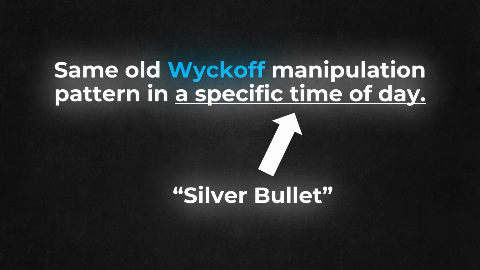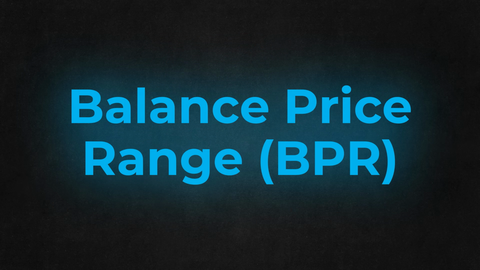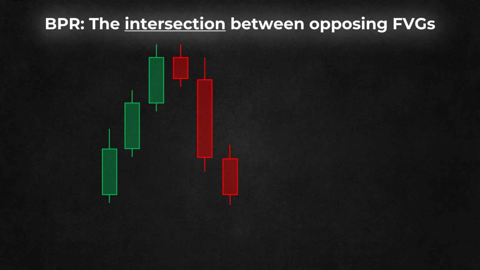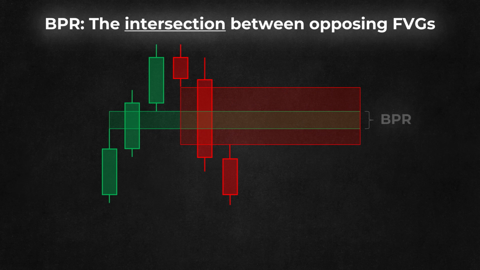We move on now to the concept of the balanced price range. The balanced price range, or BPR for short, is basically the intersection between 2 opposing fair value gaps when the market is going fast in one direction and reverses sharply. Let's observe an example where this idea works and then investigate it a little further.